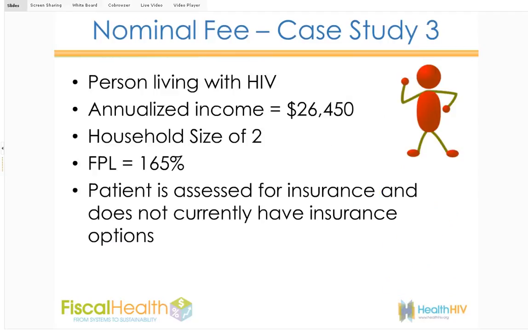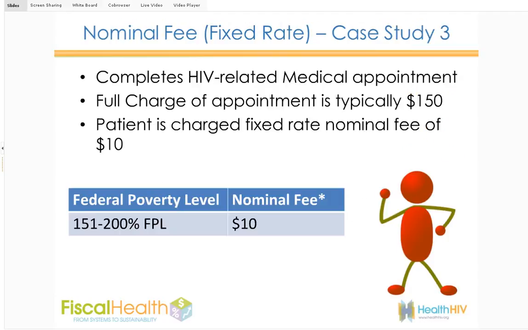Let's look at another case. So this is a person that's living with HIV. Again, their annualized income is $26,450 with a household size of 2. Their federal poverty level is 165%. And during your enrollment and eligibility process, you assess them for insurance, but they do not have insurance options. So they're going to be a patient who's going to be required to pay the full charge. So if they complete an HIV medical appointment and say the full charge of the appointment for your organization is typically $150, then based on the fixed rate nominal fee, the patient would pay $10 of that $150 charge.